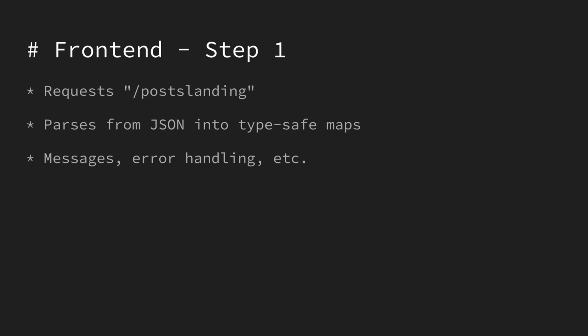The front end, I'll zoom over this because this isn't really relevant to the project, but I still thought it would be appropriate to include it, as it's really the only way I can display the data. It requests from post landing on page startup, and this is an HTTP request, and it parses the JSON it received from the backend into type-safe maps, a map being a record with fields on it, similar to a Python dictionary.